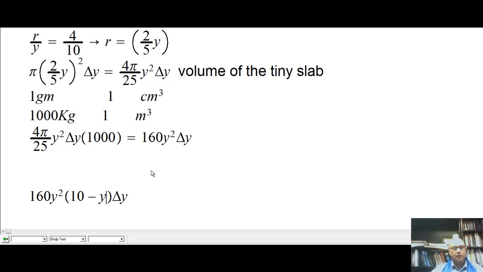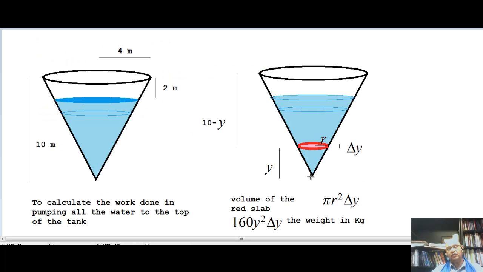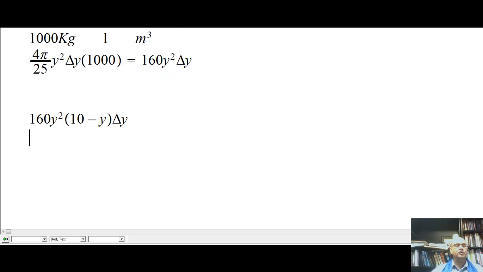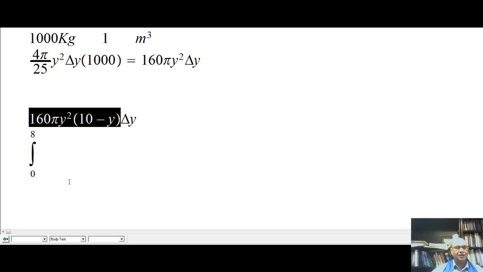It makes sense? And during this whole process, y varies from where to where? 0 to how much? 8, right? Very good. So all I have to do is go ahead and integrate from 0 to 8, right? Makes sense? And this, I forgot something important. See this here? Pi here, and this is what I have to integrate, right?